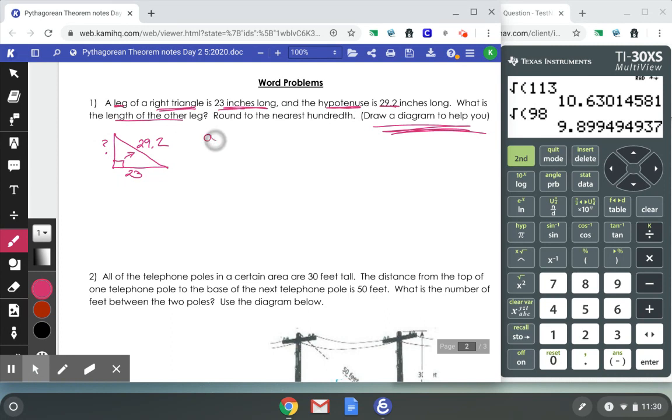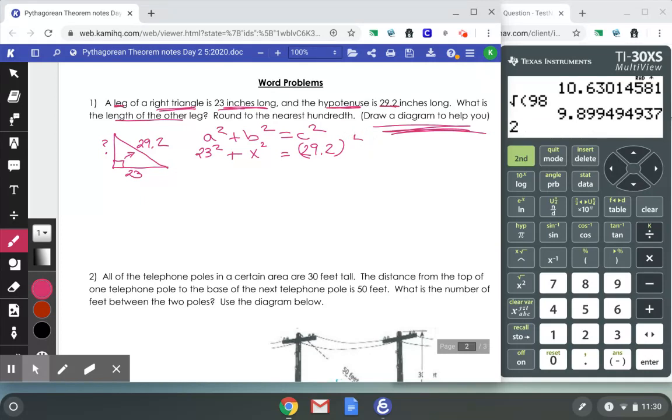All right, so since I'm looking for a missing side of a right triangle, I'll use my Pythagorean theorem. I'm going to plug in what I know. Do I know one of my legs? Yes, 23. Do I know the second leg? No. I'm going to make that x. Do I know the hypotenuse? Yes, 29.2 squared. All right, so now I'm going to simplify this.